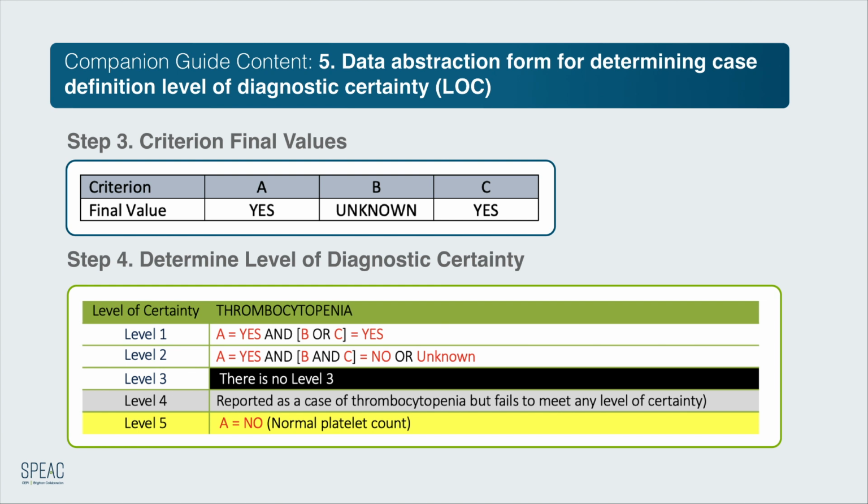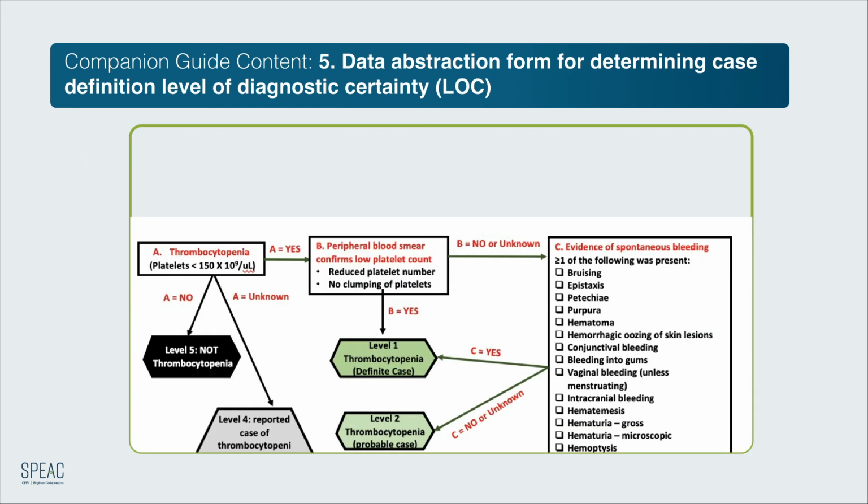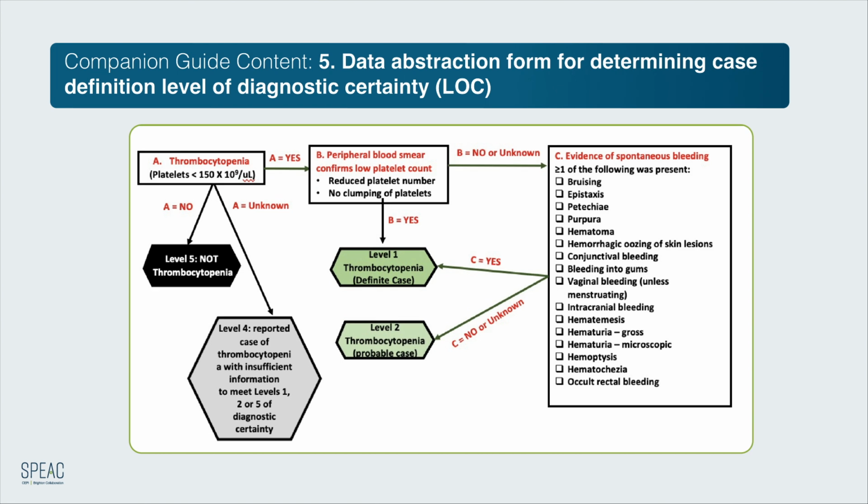Each companion guide also has an algorithm in the form of a figure that provides a path to each level of certainty based on the values of the case definition criteria. Depending on the user's expertise, it may be possible to use the one-page algorithm alone to determine level of certainty. In the example we have been discussing, it is clear that A equals yes, B equals unknown, and C equals yes, so that the path leads directly to level 1 thrombocytopenia.